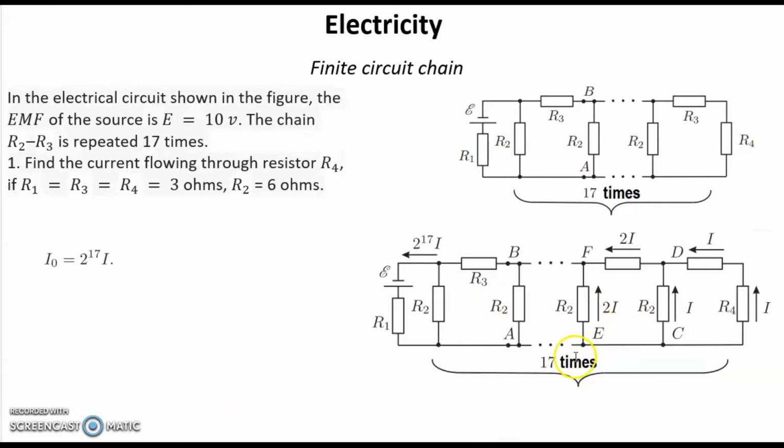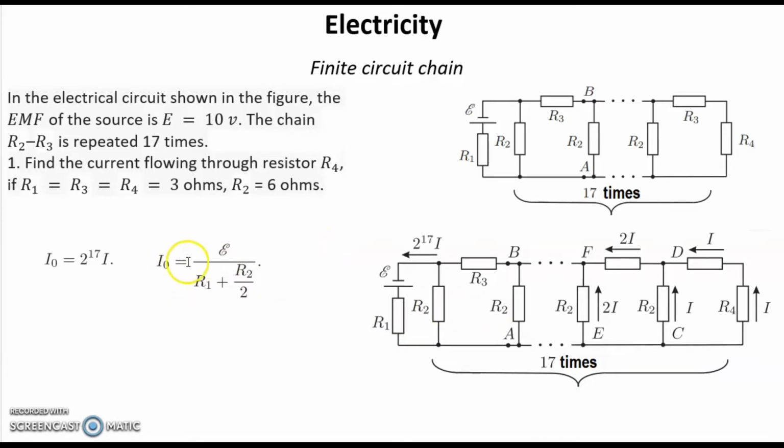On this picture all currents are shown. We have current I through R4 and here. After that we have current 2I here, etc. In the last we have current equal to 2 to the power 17 times I. In the total equation we have this current through resistor R1 and resistor R4, which are 3 ohms and 3 ohms.